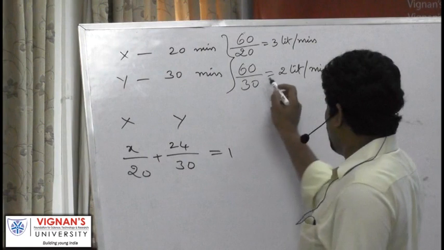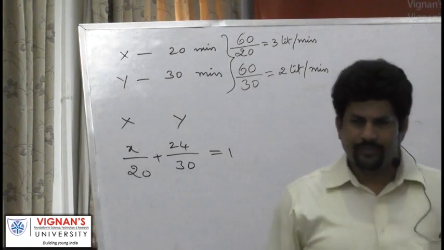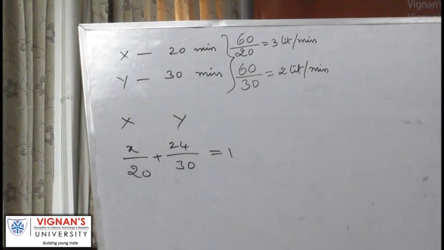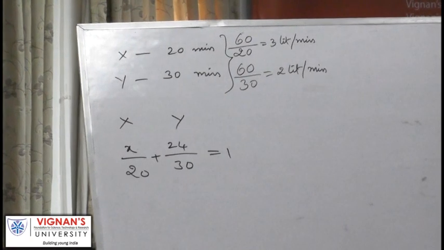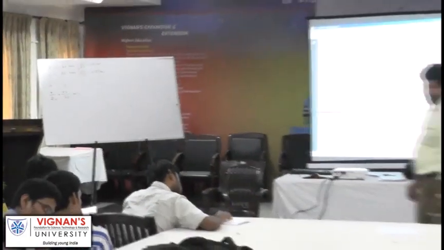Now, Y is open for how many minutes? So in 1 minute it fills 2 liters. Like that, in 24 minutes it fills 48. Total tank capacity is 60 liters. Out of 60, 48 liters is already filled by B. Remaining part is how much? 12 liters. This 12 liters is to be filled by A, which fills at what rate? So at the rate of 3 liters per minute, to fill 12 liters, how long will it take? So after 4 minutes, we can close A. Right?